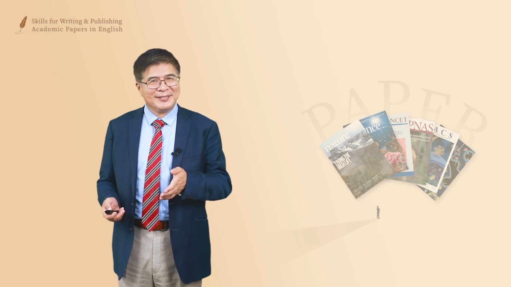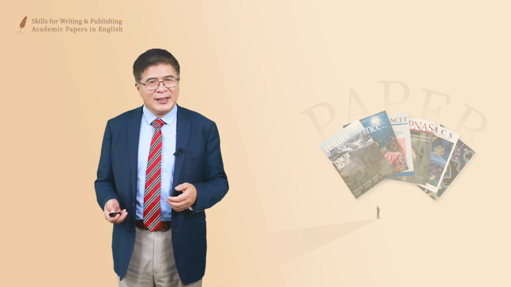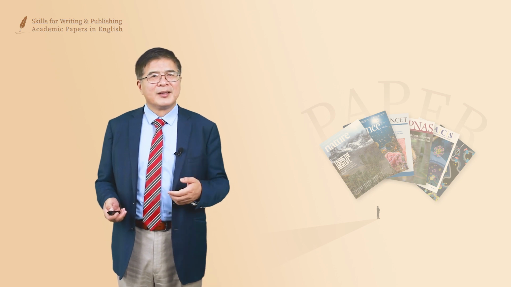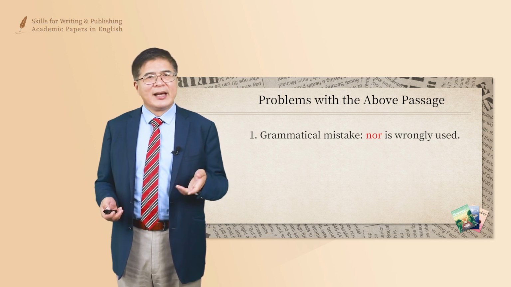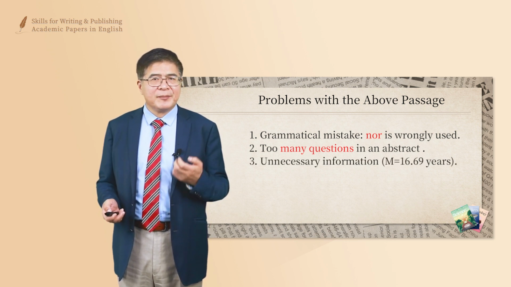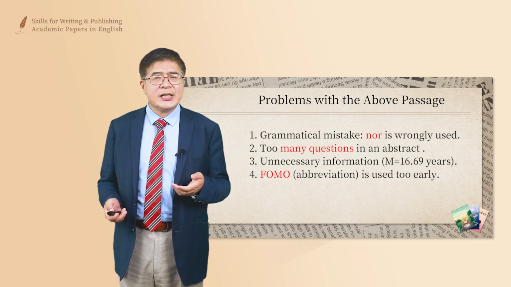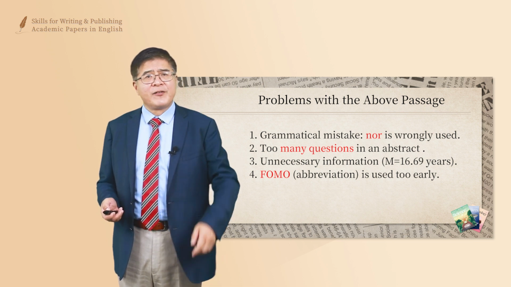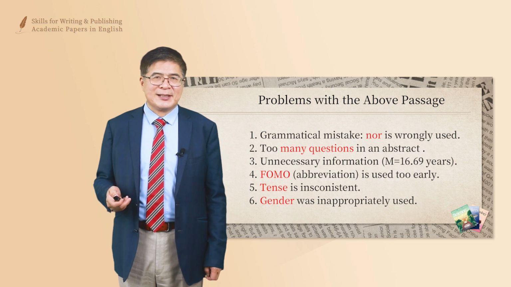I'll give you some time. Okay, now time is up. Let's see where the problems are. The problem was about basic grammar mistakes, nor is wrongly used. And two, too many questions in the abstract. And three, unnecessary information is provided. And four, FOMO abbreviation is used too early without definition. And fifth, tense is consistent. Sixth, gender was inappropriately used.